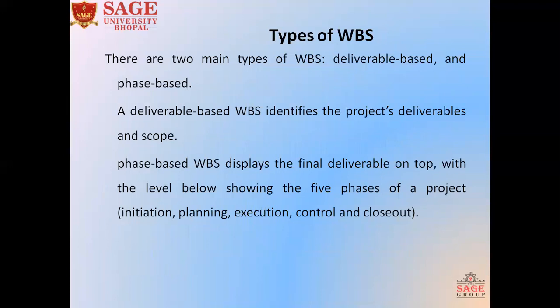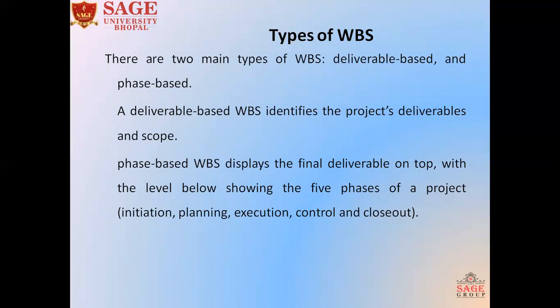Then types of work breakdown structure. There are two types of work breakdown structure. First one is deliverable based, and next one is phase based. Deliverable based work breakdown structure identifies the project deliverables and its scope, while phase based work breakdown structure defines the final deliverable on the top and on the basis of phases.